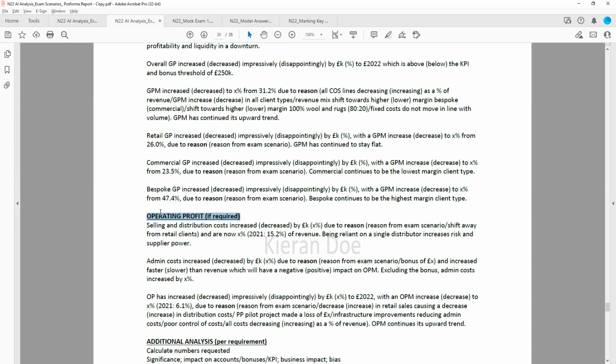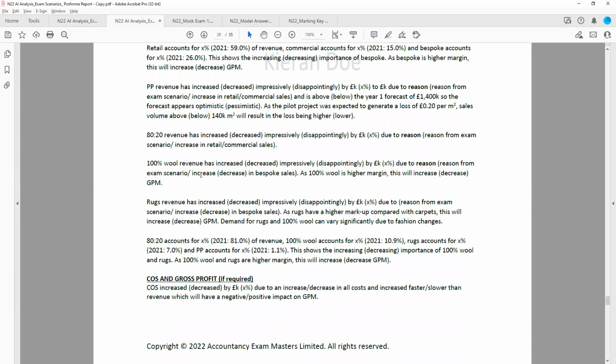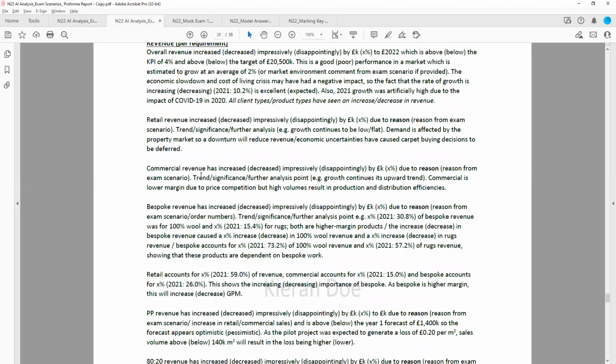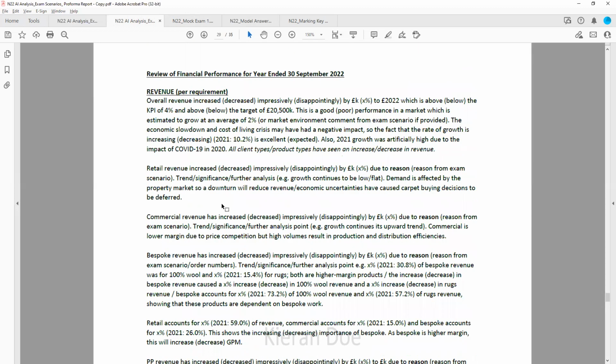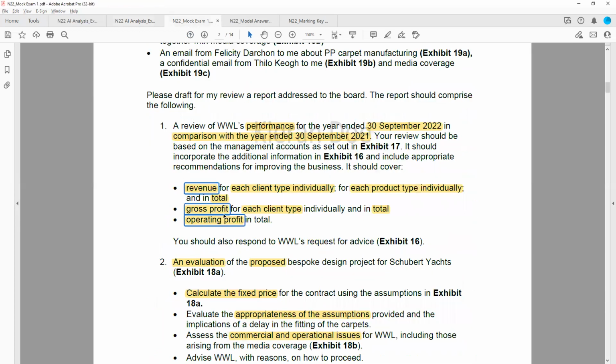But if it didn't ask for operating profit, obviously we wouldn't have operating profit there because there wouldn't be any marks for it. The examiners haven't asked for that. So focus on the requirement very carefully. Revenue, gross profit, and operating profit in this exam paper. So we know what our headings are. We know what we need to do.